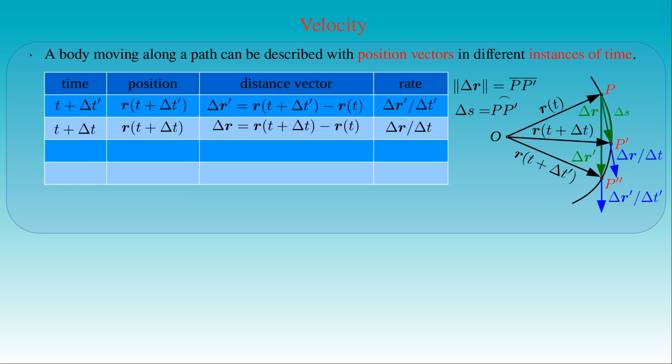Then we can continue this process with a series of points gradually approaching the point P. We can see in the figure that the difference and the ratio vectors are approaching the tangent of the curve at the point P, as we chose points closer and closer to P. The length of the difference vector is also getting closer and closer to the arc length of the curve between the point P and the series of points approaching P.